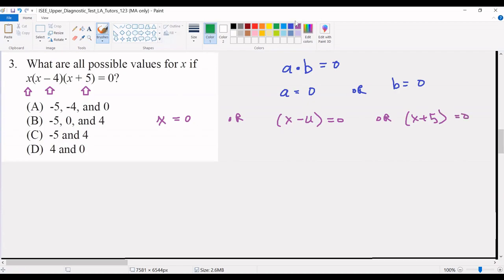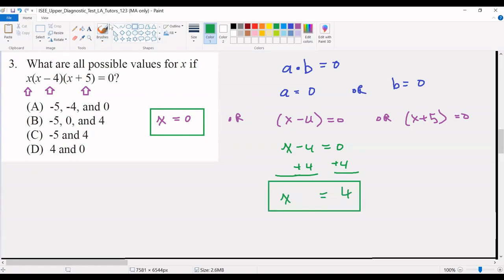So in the first case here, there's nothing for us to do, just x is 0. We're done solving. In the next one, we're going to have x minus 4 is equal to 0. So we're going to add 4 to both sides so that we have x is equal to just 4. And that'll be our second solution. And in our last solution here, we have x plus 5 is equal to 0. Then we subtract 5 from both sides so that we now have x is equal to -5. And that's our third solution.